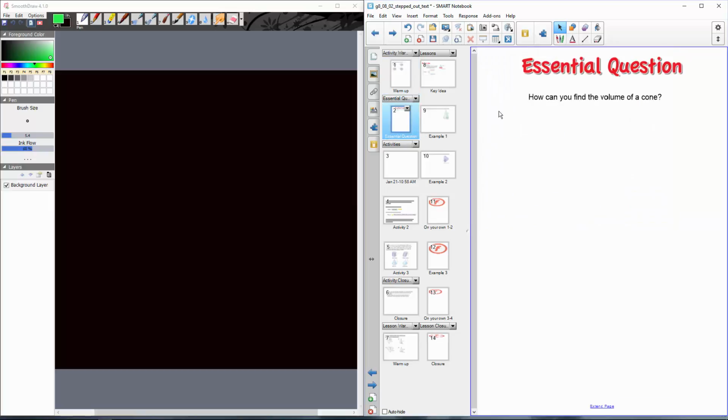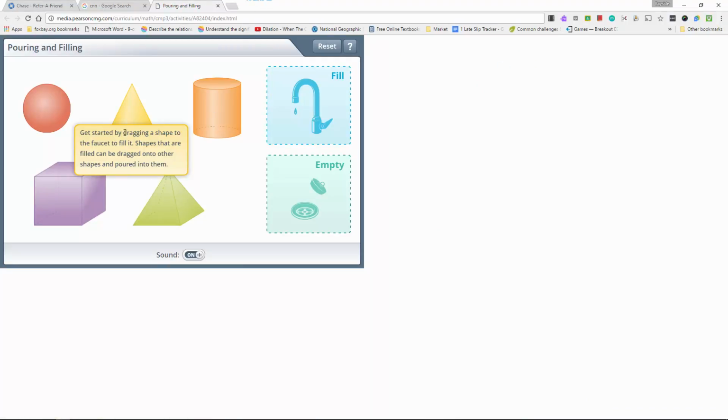So what we're going to look for is how do you find the volume of a cone? And there's a really good activity here that I want to show you. This is called pouring and filling, and I love this thing. So first we look at the cone, and we look at the cylinder, because we know how to figure out the volume of a cylinder, right? If you look here, these actually have the same base. The heights are the same. The only thing that's different is the amount of space that it takes up.